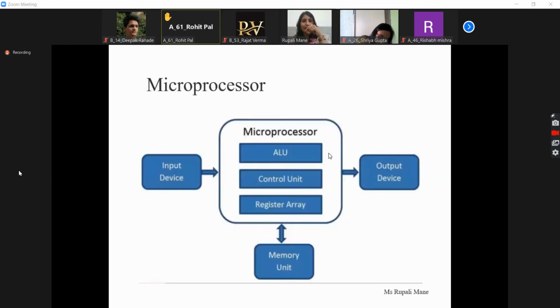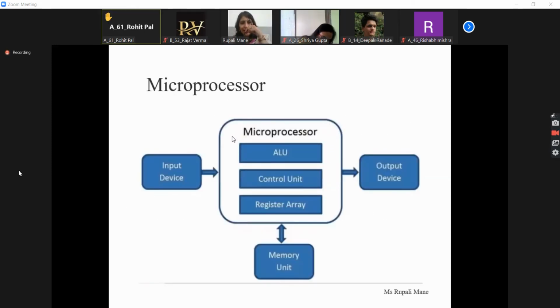ये डायग्राम देखो, ये डायग्राम देखो, this is nothing but a microprocessor. This is input device, this is output device, and this is memory unit. It is externally connected. It is not inside the microprocessor. So that's why I am saying again and again, microcomputer. Microcomputer मतलब उसके अंदर सारा कुछ है.